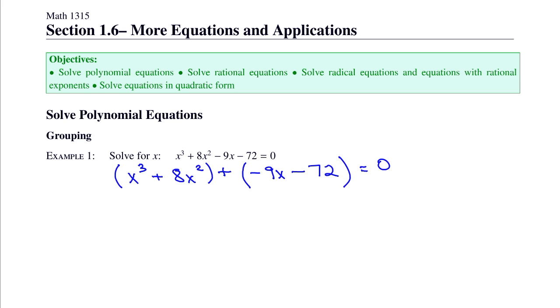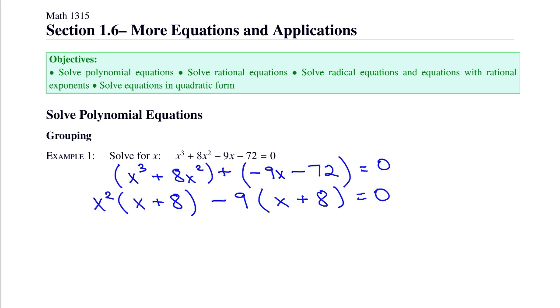The first part, I have a GCF of x squared, and that leaves x plus 8. And in the second part, I have a GCF of negative 9. So I'm going to factor out the negative 9. This is where the negative comes into play. The first part leaves me with an x. If I factor out a negative 9 from a negative 72, that leaves me with plus 8 equals 0.